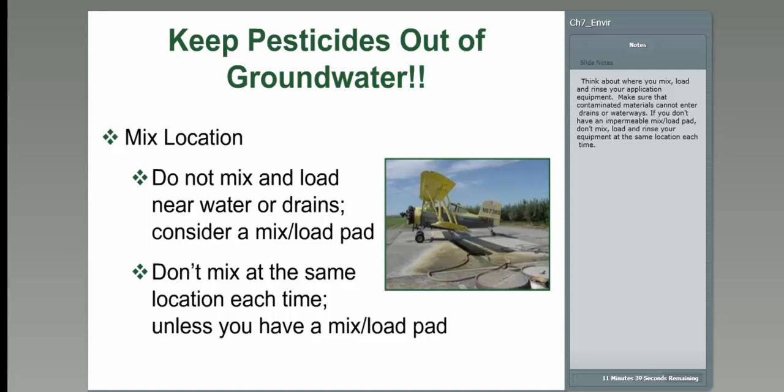Think about where you mix, load, and rinse your application equipment. Make sure that contaminated materials cannot enter drains or waterways. If you don't have an impermeable mix-load pad, don't mix, load, and rinse your equipment at the same location each time.